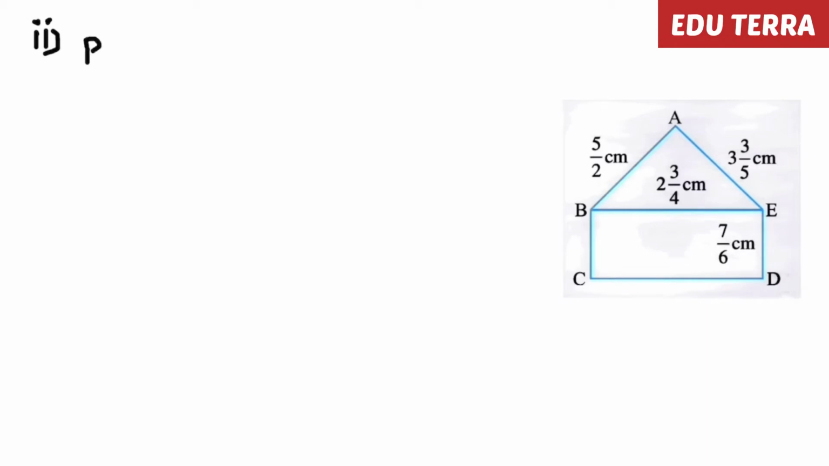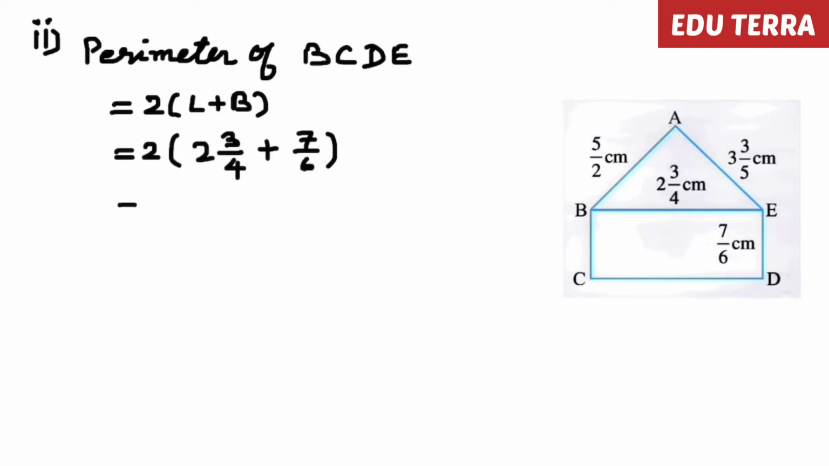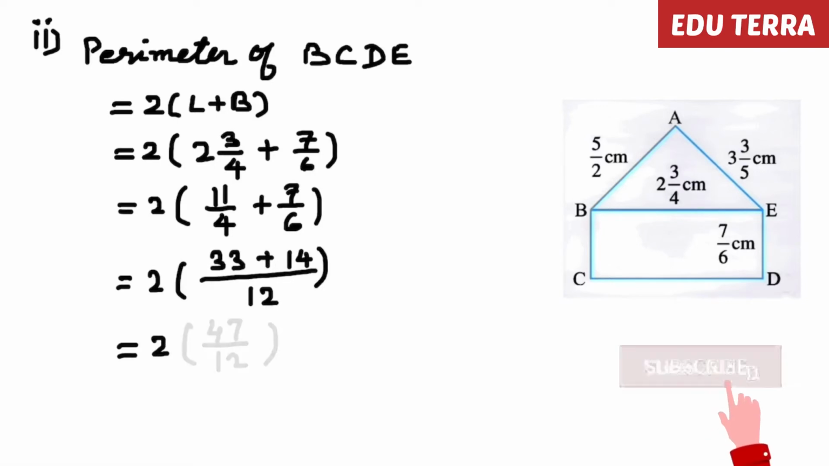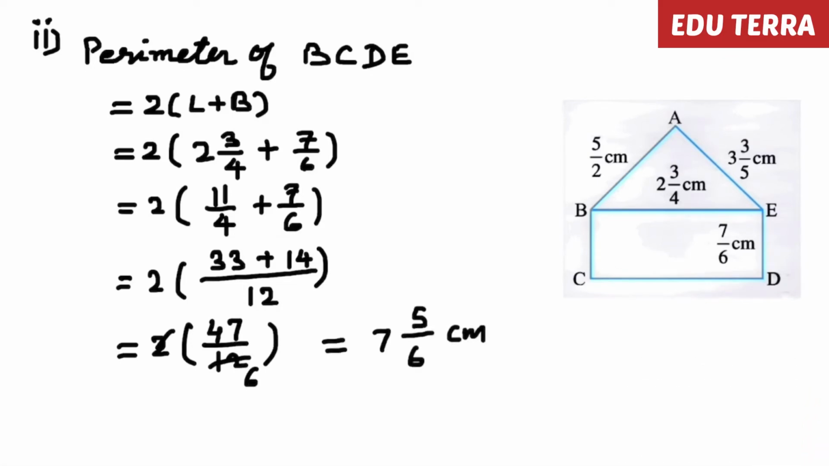See the rectangle BCDE. So we know that perimeter of rectangle is 2 in the bracket L plus B. Now substitute. What is L? L is 2 and 3 by 4 plus B is 7 by 6. So 4 2s are 8 plus 3, 11 by 4 plus 7 by 6. LCM will be 12. So solve it and you will get 2 into 47 by 12. 2 6s are 12. Now 7 5 by 6 centimeter.